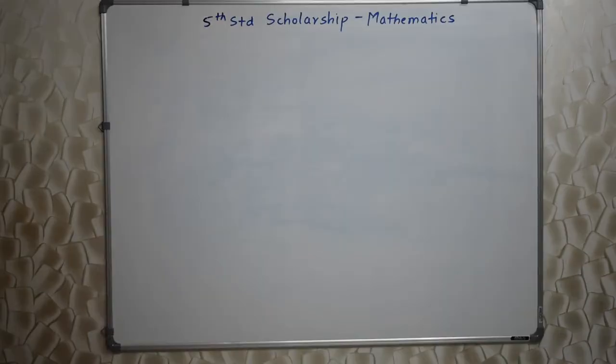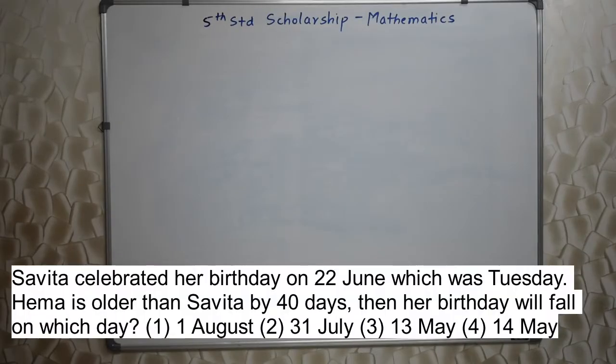Students, next sum will appear on your screen. Savita celebrated her birthday on 22nd June, which was Tuesday. Hema is older than Savita by 40 days. Then her birthday will fall on which day?